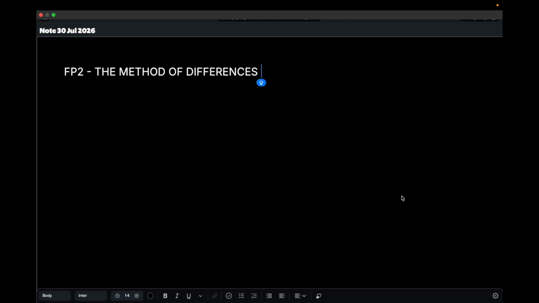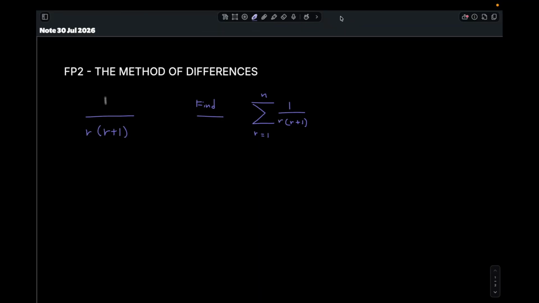So today we will look at a topic in FP2 called the method of differences, which is part of series. Let's look at one example where they give us the sigma notation from r equals 1 to n of this fraction here. As you know, a fraction of this form can be broken down into partial fractions via partial fraction decomposition. We have learned this in P3 as well.